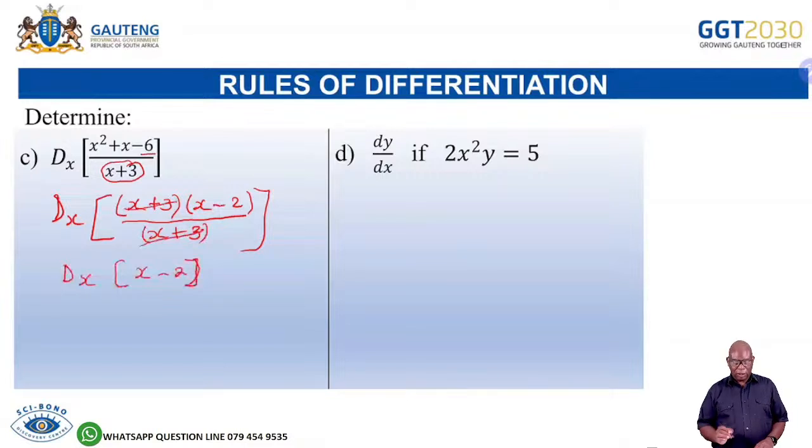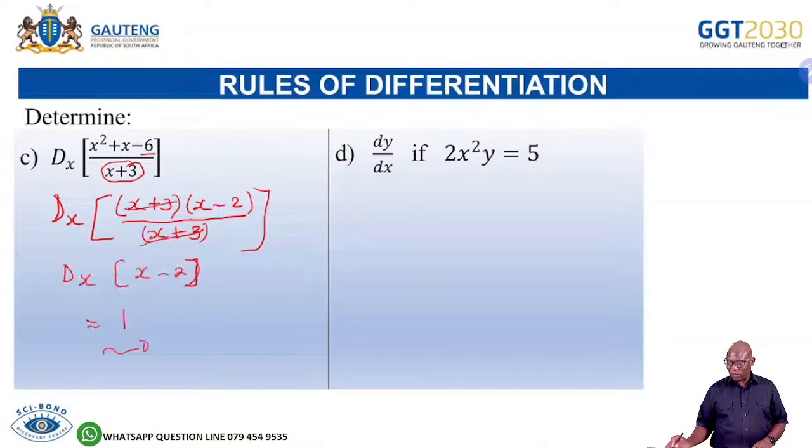Then to differentiate that is very easy. Then I can say, what is the differentiation of x? It's 1. The differentiation of a constant is 0. So I don't have to write 1 plus 0. So my final answer will be a simple 1. All right.